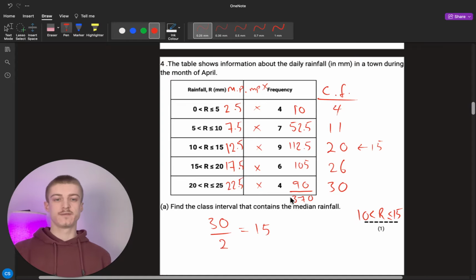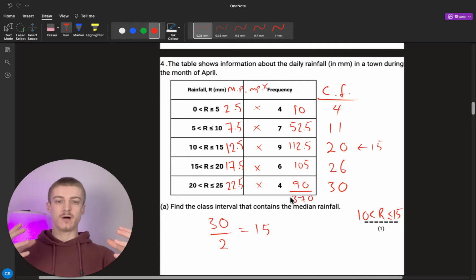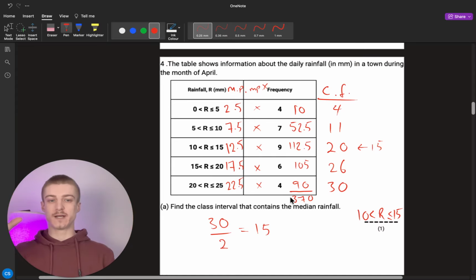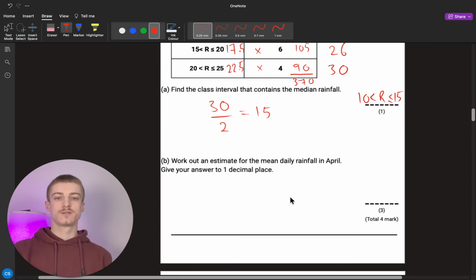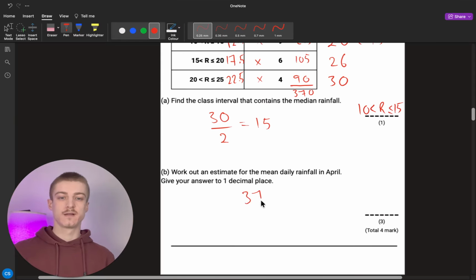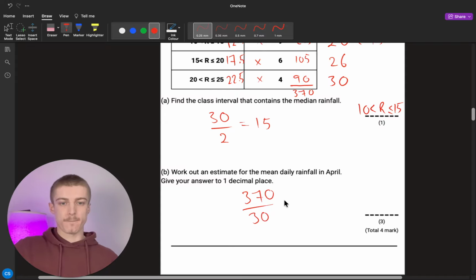This 370, remember when we find the mean, we add all of our numbers up and we divide by how many there are. This 370 represents all of the numbers added up. So now we just need to divide by our frequency. So 370 divided by our frequency of 30 max. Okay, this gives us 12.333 recurring. To 1 decimal place, 12.3.